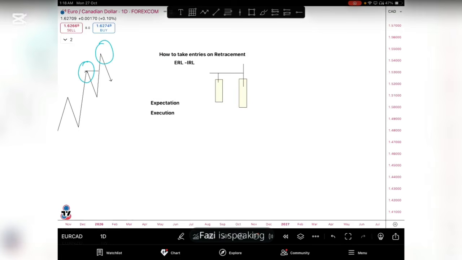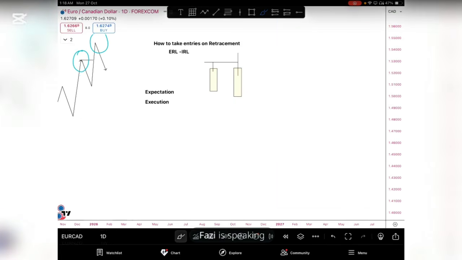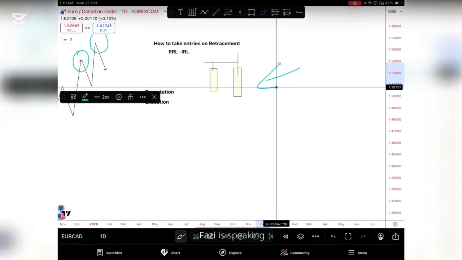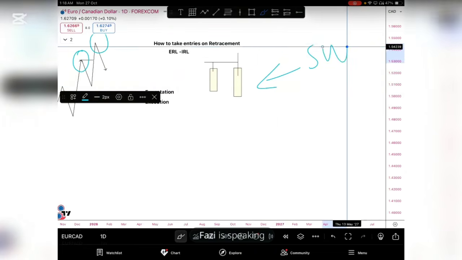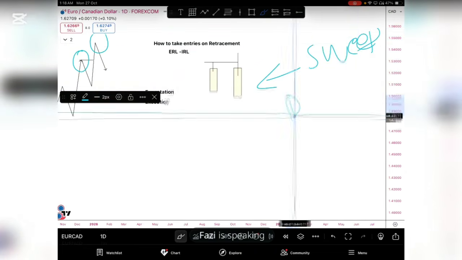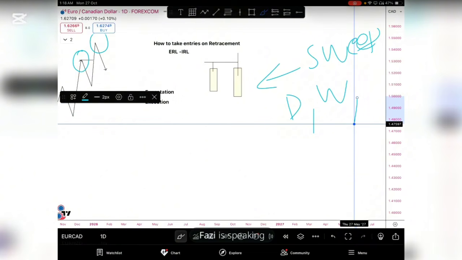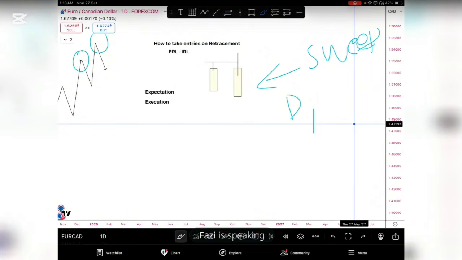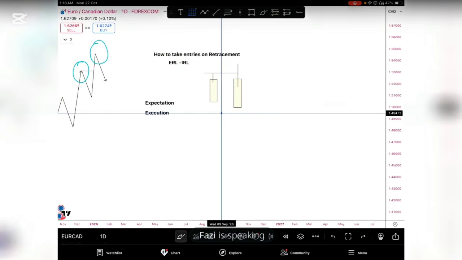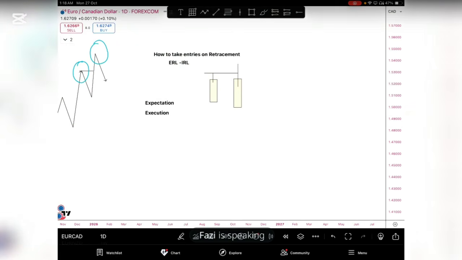When you see this on higher time frames, I always tell you that you are building bias always on higher time frames. So what is building bias on a retracement move? It is the sweep. The sweep must happen on the daily, weekly or monthly, whichever higher time frame. Whenever you see a sweep, we know that we are going to sell. So the expectation is done here. Now we need to go to lower time frames for our entries, which we call execution.